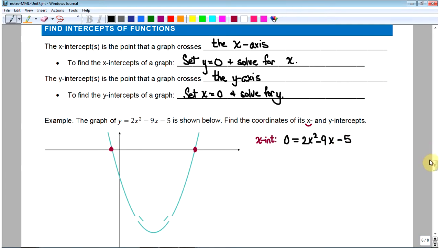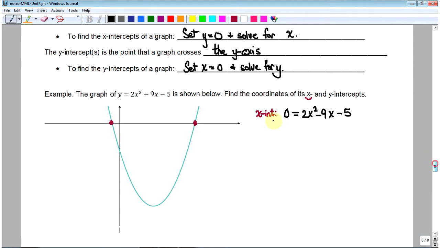Okay, now to solve this equation, we can do it a number of ways. We can try to factor it, or you can use the quadratic formula. So I am going to use the quadratic formula. Since we already have 0 on one side, I just need to identify my a, which is 2, my b is negative 9, and my c is negative 5.